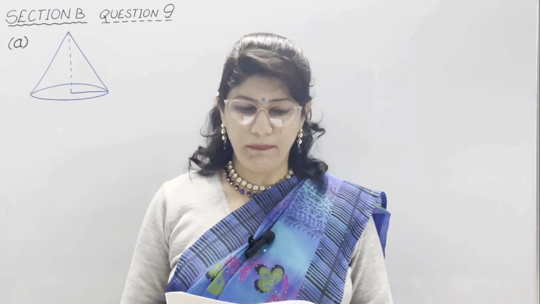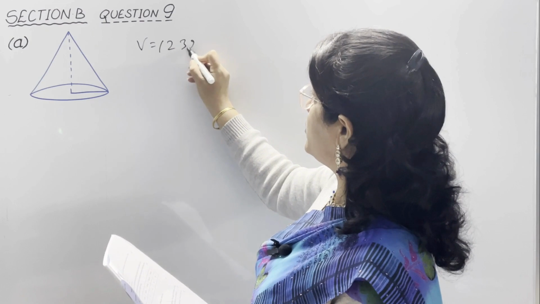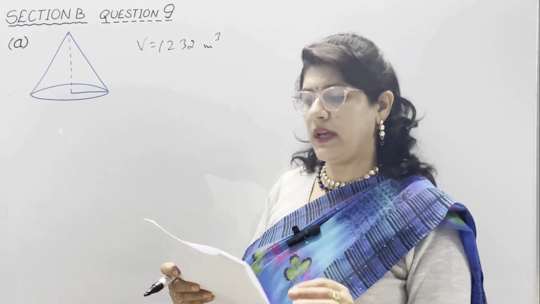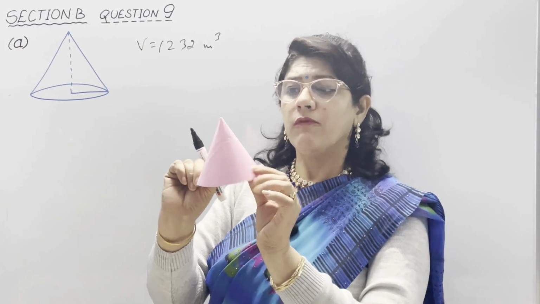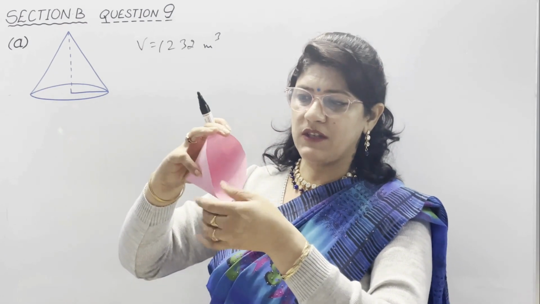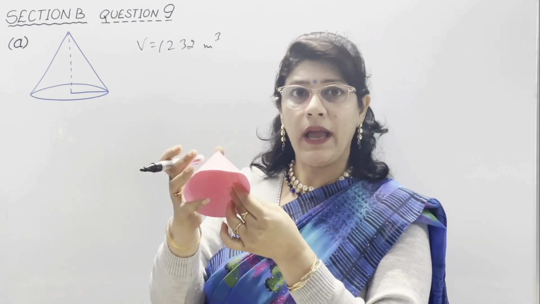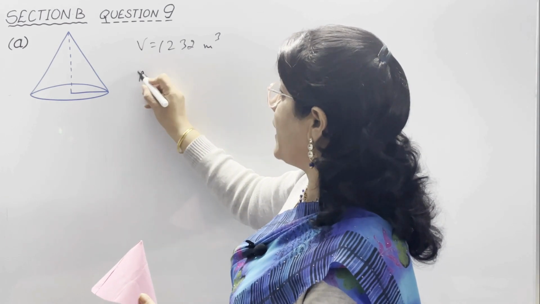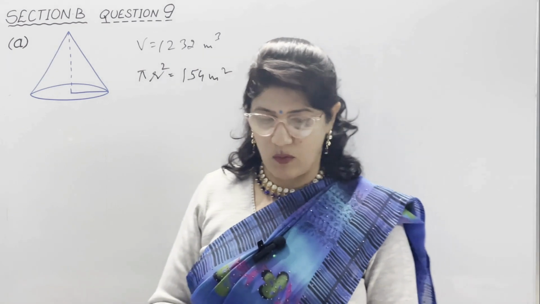In question number 9, part A, the volume of a conical tent is 1232 meter cube and the area of the base floor is 154. Now what is this base floor? In this cone, the base floor means this thing, and this is circular in shape. Cone has a circular base. So area of base means pi r square is equal to 154 meter square.